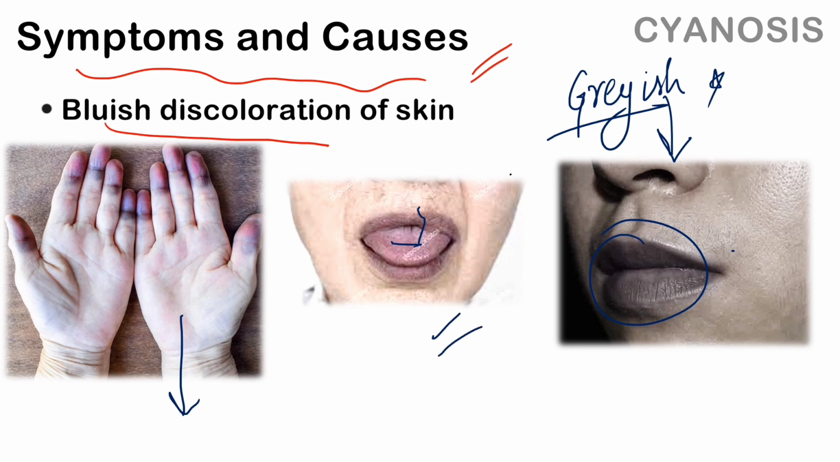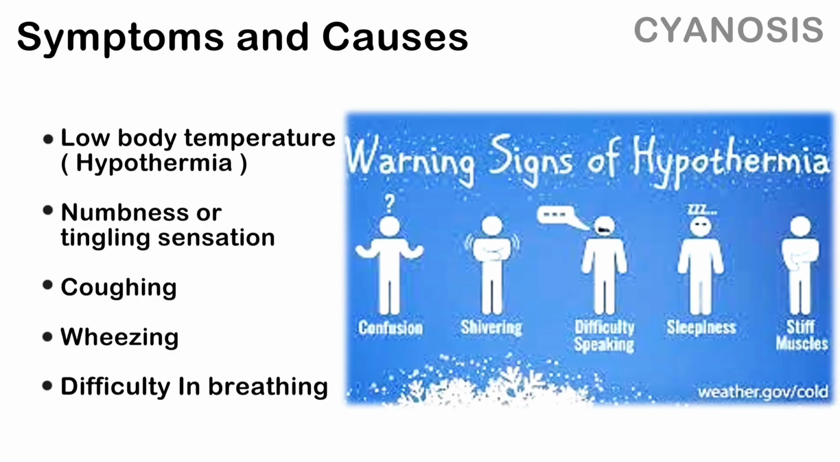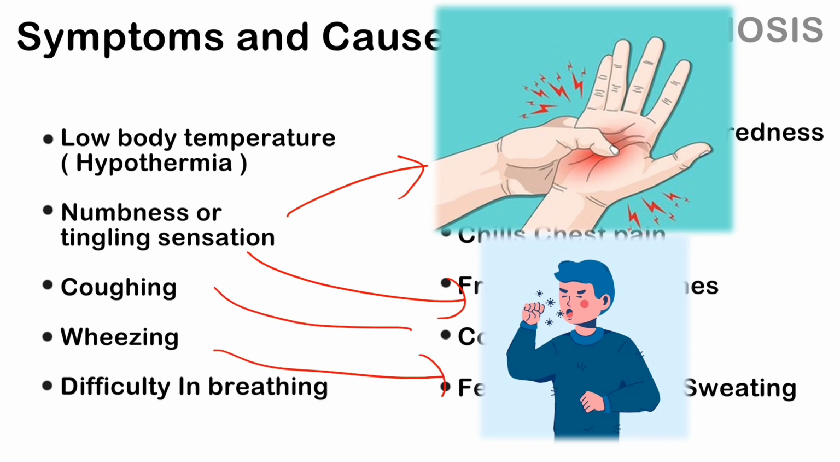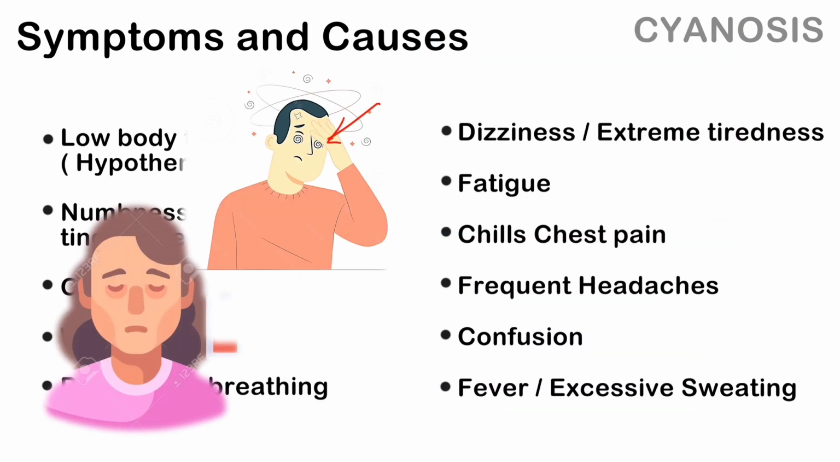Now, mostly cyanosis is caused by another underlying condition in the body, and depending upon the cause of cyanosis, other symptoms which a patient can experience include low body temperature, hypothermia, numbness or tingling of your arms, coughing, wheezing, difficulty in breathing, dizziness, extreme tiredness, fatigue, chest pain, frequent headaches, confusion, fever, excessive sweating, which will be due to a combination of multiple factors or causes behind cyanosis.